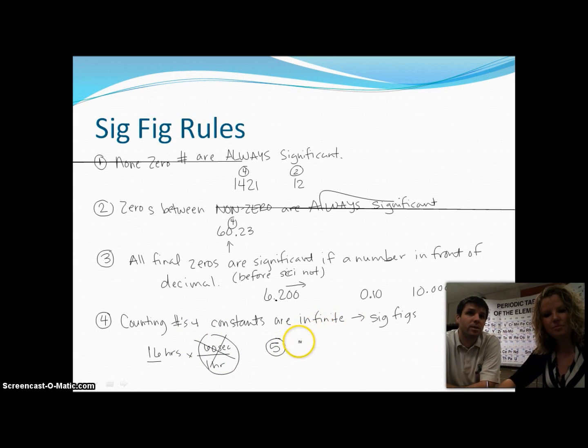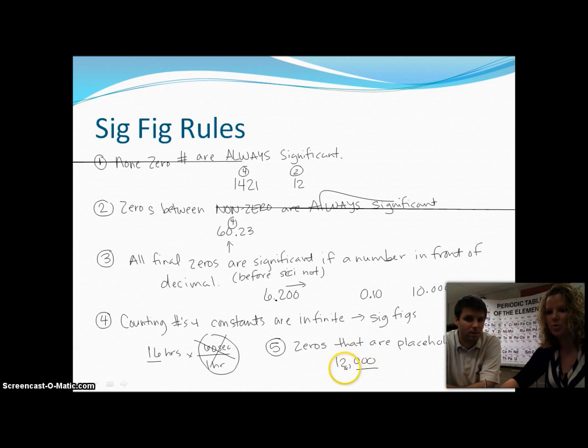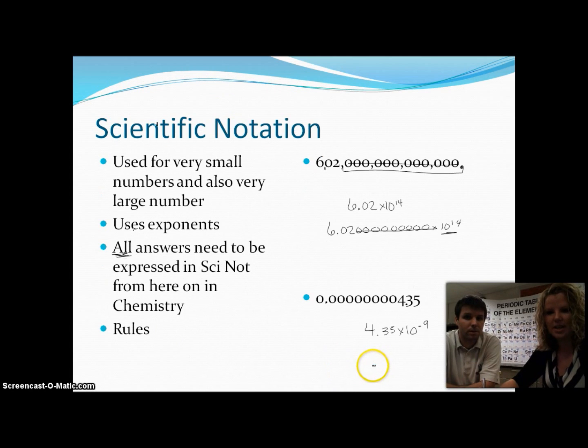Number 5. Zeros that act as placeholders are not significant. What does placeholders mean? They're basically just holding the place of another number. So if you have 12,000, these zeros are just acting to hold this 12 out in front, to tell you that it's 12,000. Those little numbers right here are placeholders. We don't need these.